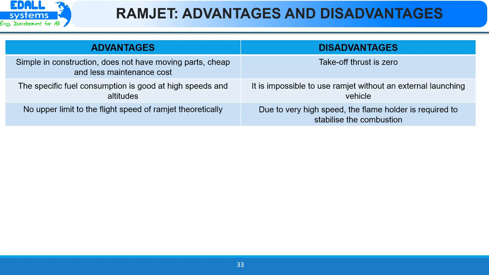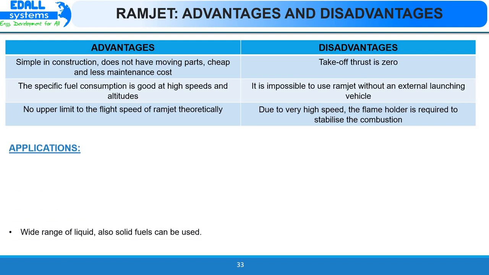The disadvantages of ramjet engines are: since the compression of air is obtained by virtue of its speed relative to the engine, the takeoff thrust is zero. It is not possible to start a ramjet engine without an external launching device. Due to high air pressure, the combustion chamber requires a flame holder to stabilize the combustion process.